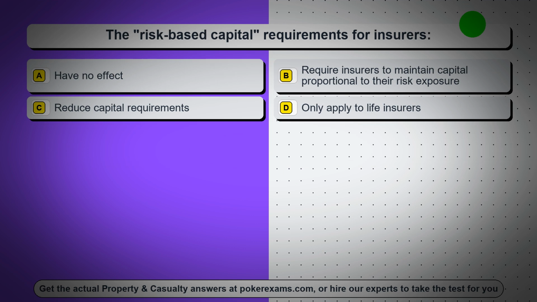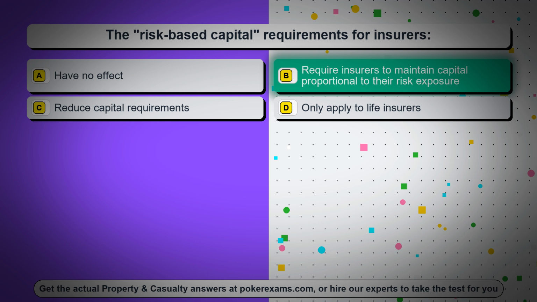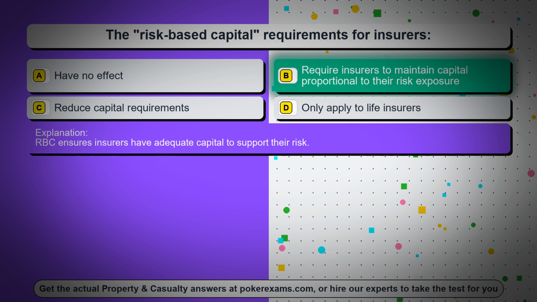Question 44. The risk-based capital requirements for insurers. Option A, have no effect. Option B, require insurers to maintain capital proportional to their risk exposure. Option C, reduce capital requirements. Option D, only apply to life insurers. The correct answer is option B, require insurers to maintain capital proportional to their risk exposure. RBC ensures insurers have adequate capital to support their risk.